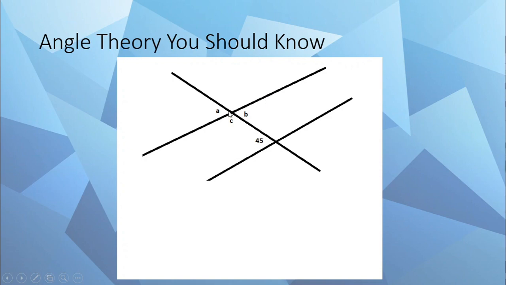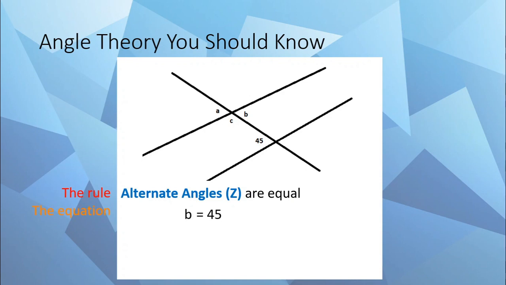And that only works because these are parallel lines. The rule is they are alternate angles. They're in a Z pattern. It's a backwards Z, but it's still a Z. And they are equal. So again, my equation is going to be really easy. The equation is just that B is equal to 45. And again, no work needed, I've got my answer.